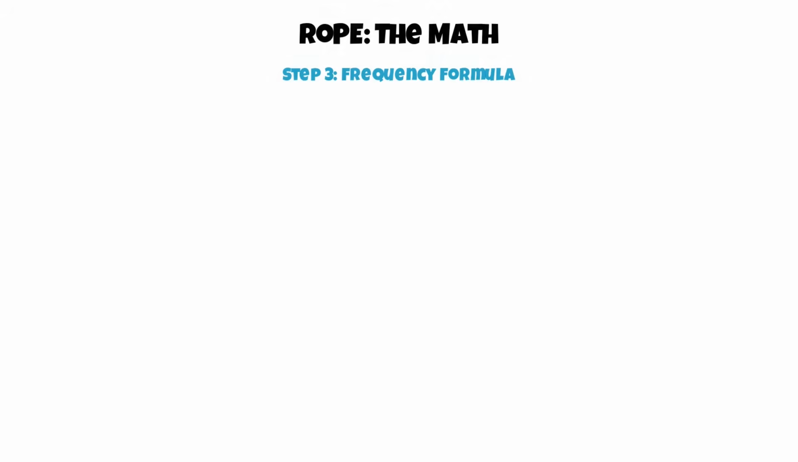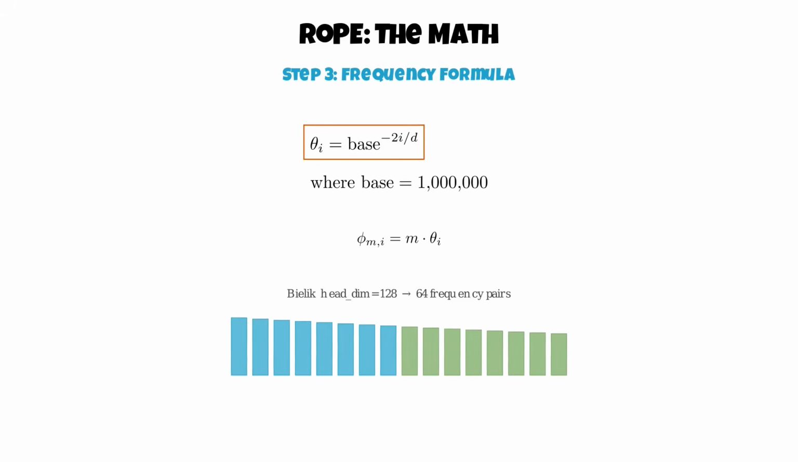Here's our multidimensional clock. Every pair gets its own frequency, theta i. In the formula, d is our head dimension, 128 for Bielik, and i is the pair index. Notice that the base is 1 million. A massive base stretches the frequencies to handle long contexts. The final angle is just position m times theta i. This gives us a spectrum of frequencies, from very fast rotations for low dimensions to extremely slow rotations for the high ones.